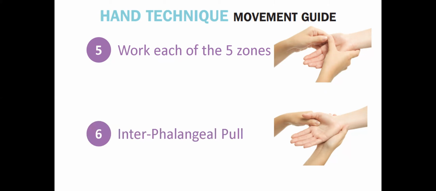End with the interphalangeal pull with the recipient's palm facing up. Grip their wrist in one hand. Use your other hand to stretch the interphalangeal tissue, the tissue between each finger, away from their hand by gripping and sliding the tissue between your thumb and forefinger. Repeat the pull 3 times in between each finger before moving on. And you're going to repeat the entire hand technique with the other hand.